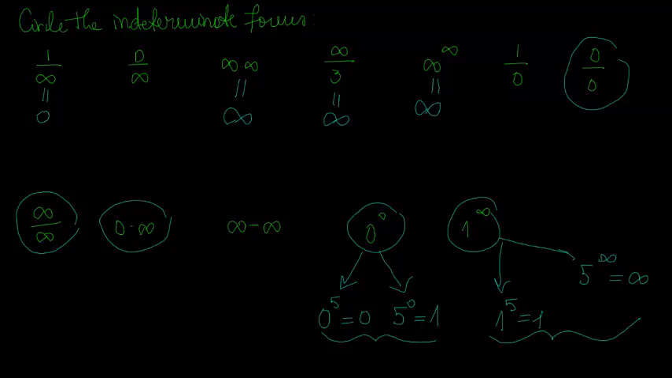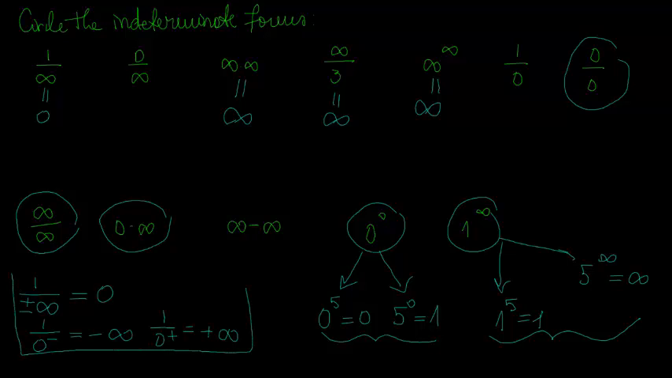In fact, you should try to remember that 1 over plus or minus infinity, we had this notation, we're abusing it, gives us 0. And then depending on how you approach 0, from the left or from the right, you had that 1 over 0 from the left is negative infinity, and 1 over 0 from the right was positive infinity.